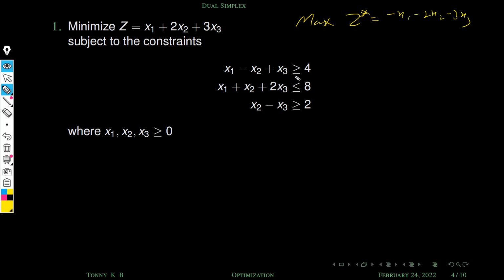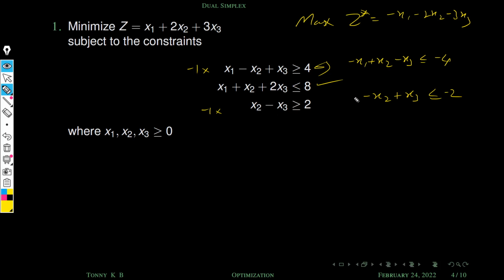And also we have to convert every constraint into less than or equal to type. So this one is already in less than or equal to. We have to multiply by minus 1 with these two. Then only it will be in less than or equal to type. So this becomes minus x1 plus x2 minus x3 less than or equal to minus 4. And there is no change in the second one. And this becomes minus x2 plus x3 less than or equal to minus 2.